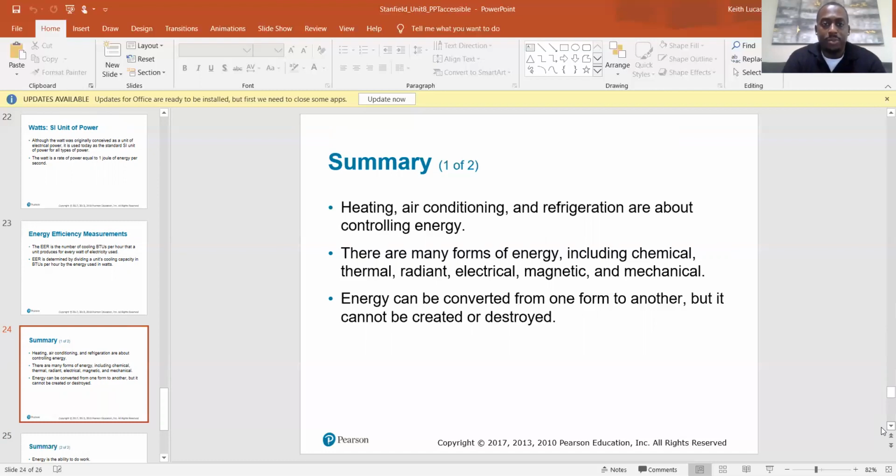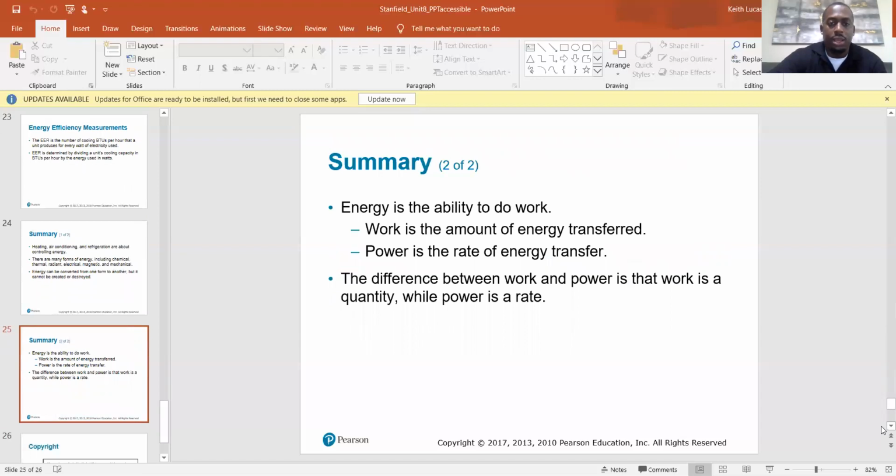So in summary, heating, air conditioning, and refrigeration are about controlling energy. There are many forms of energy, including chemical, thermal, radiant, electrical, magnetic, and mechanical. Energy can be converted from one form to another, but it cannot be created or destroyed. Energy is the ability to do work. Work is the amount of energy transferred. Power is the rate of energy transferred. And the difference between work and power is that work is a quantity while power is a rate.